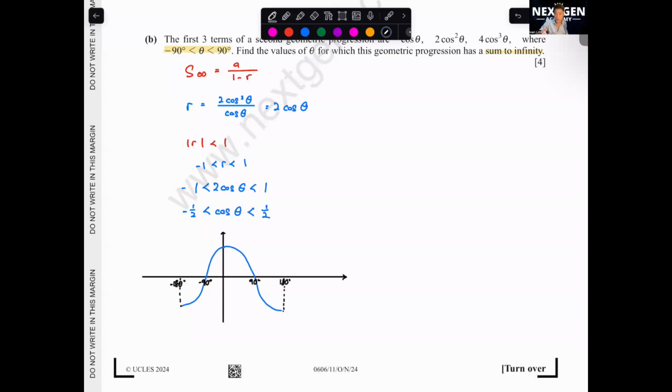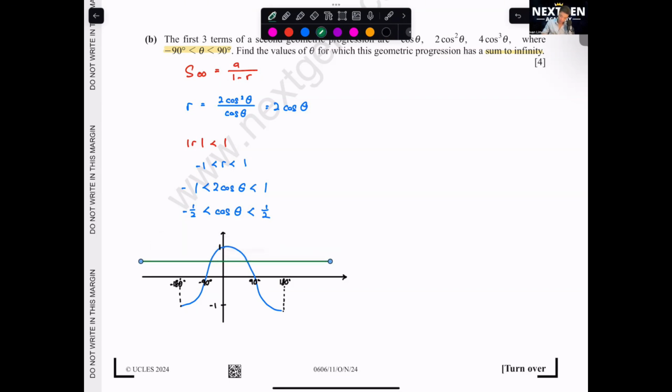Where exactly will we get from negative half to half? If you understand the graph, it's like that: 1, then here is negative 1. So I use the diagram over here to illustrate it. From 1 to negative 1, half, where will it be?